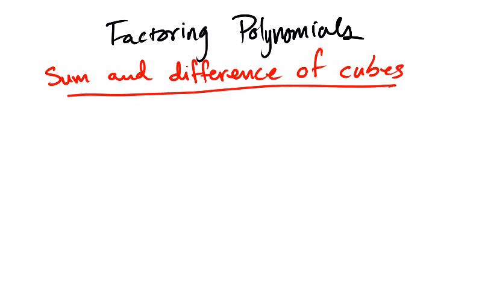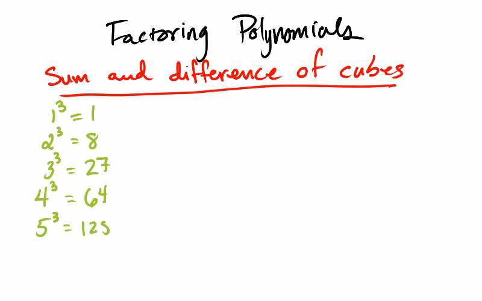Before we start, let's just remind ourselves what a perfect cube is. So if you cube 1, you would get 1. So 1's a perfect cube. If you cube 2, you would get 8. And so 8 is a perfect cube. 3 cubed is 27. 4 cubed is 64. 5 cubed is 125, and so forth. So if you cube a number, it will get you a perfect cube.